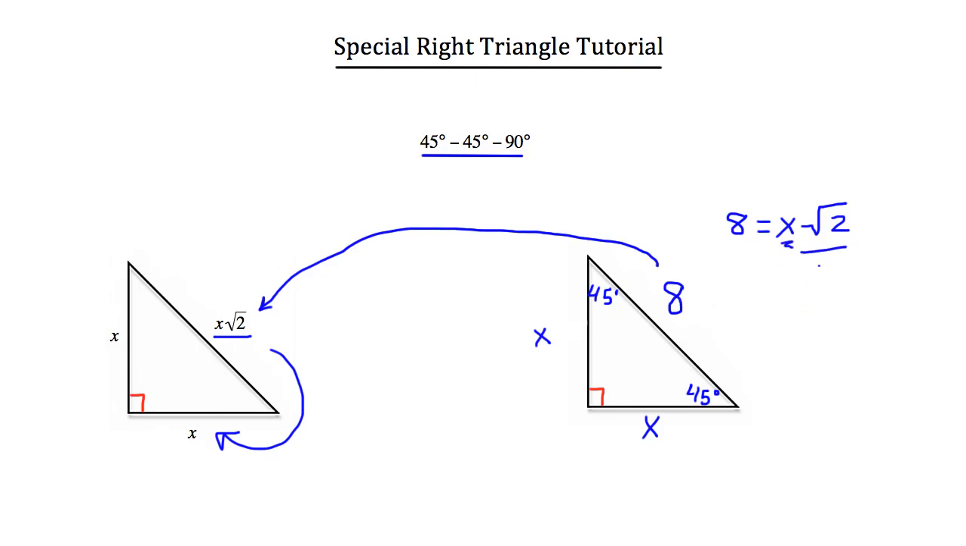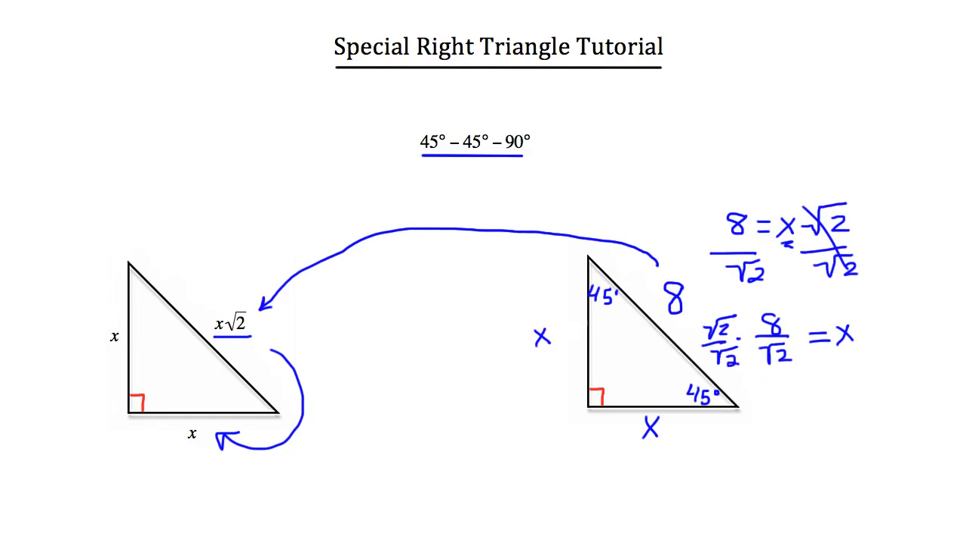So what we would do in this case to solve for x is divide both sides of the equation by root 2. The root 2's would cancel on the right-hand side, and we'd have 8 over root 2 is equal to x. But as you know, you can't have a square root in the denominator of your fraction. So, to get rid of that, I'm going to multiply this fraction by root 2 over root 2.